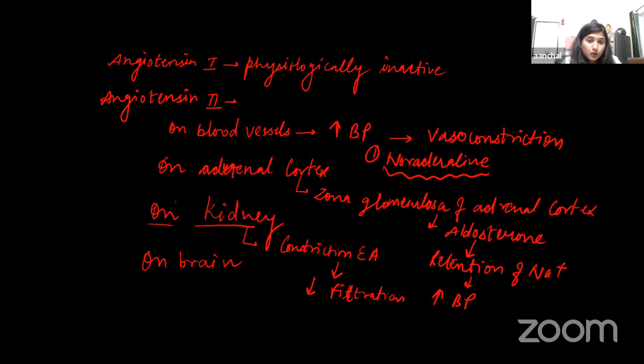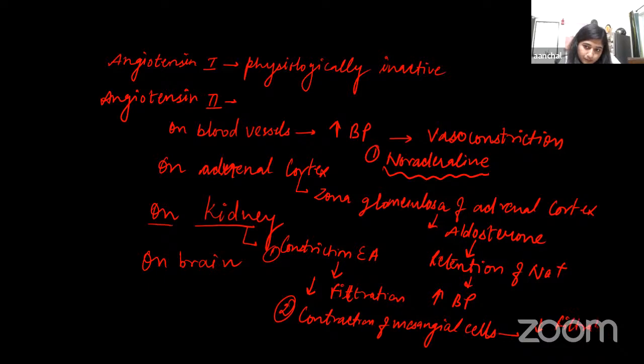right? Then also this angiotensin 2 will cause the contraction of glomerular mesangial cells. Okay, so angiotensin 2 is responsible for contraction of mesangial cells, leading to decrease in surface area of glomerular capillaries and results in decrease of filtrate. So in this way, there will be decrease in filtration also.